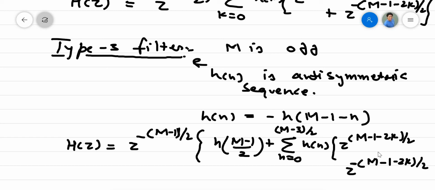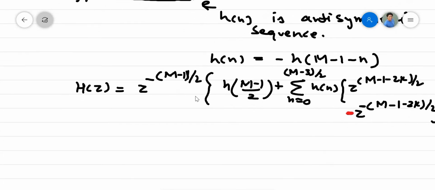Now what could be the sign in between these two sequences? That is the only difference, and that comes out to be negative. So this is the only difference between type 3 and type 1 filter for M odd. Where in type 1 h(n) is a symmetric sequence, this particular term is positive, and in this sequence it is negative. So I will just mark it in red so you can see this particular point. This is the only difference between type 1 and type 3 sequence.